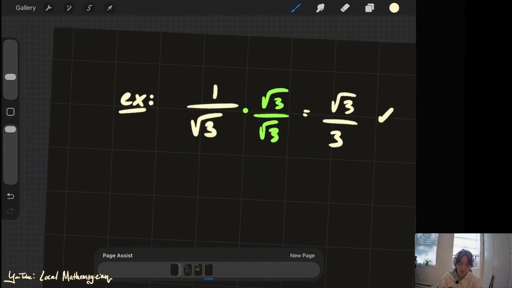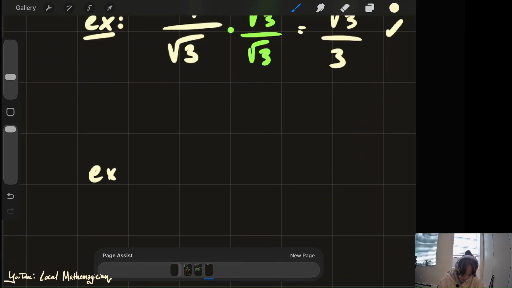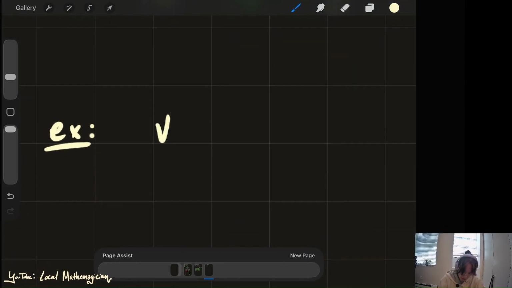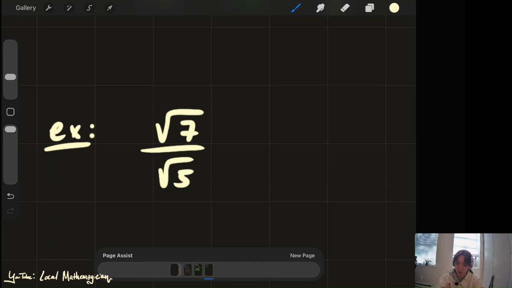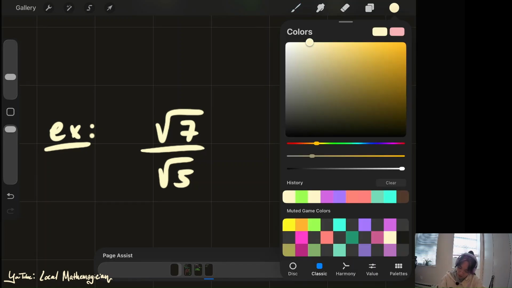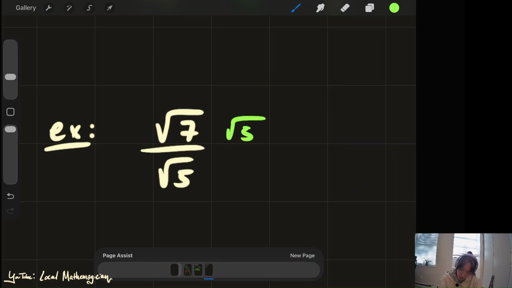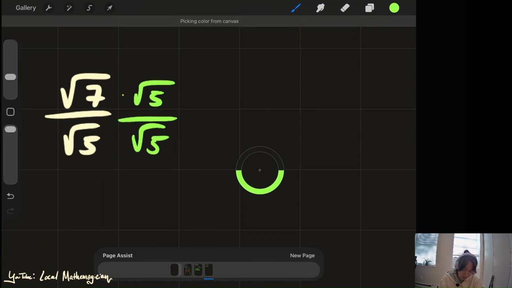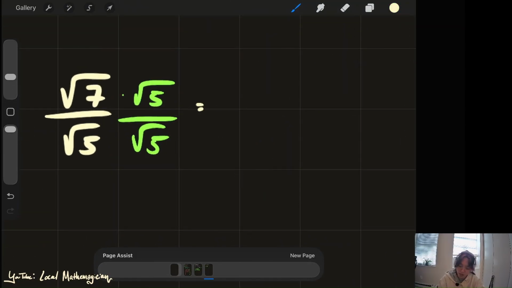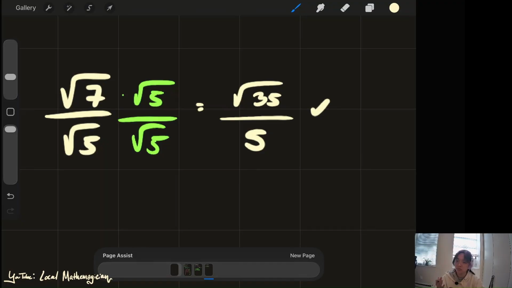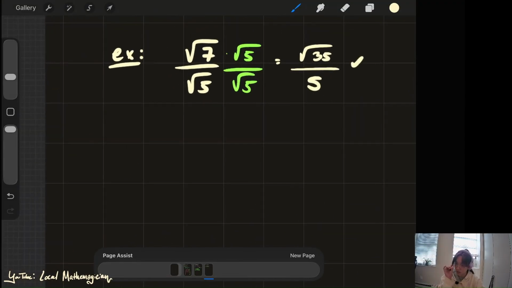Okay. Let's do a slightly harder one. Let's say I have root 7 over root 5. Which one is the offending number? It's not root 7, it's root 5. We're rationalizing the denominator. Okay, we'll multiply by root 5 on top and bottom. Not a problem, right? We know how to multiply radicals. This gives us root 35 over 5. All done, no problem. Let's do something an eensy bit harder.